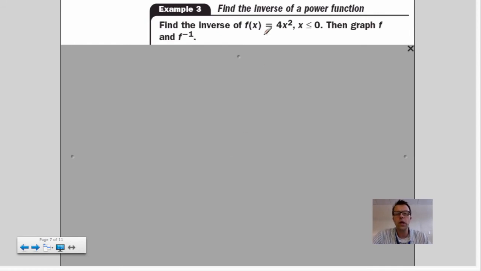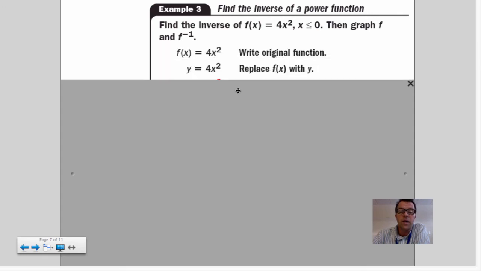Okay, so here we go. We're going to find the inverse of a power function. So a little trickier, right? The other example we did was the inverse of a line, but things get a little harder when the equations get a bit more involved. So this is a parabola, 4x squared you should say, and they're asking for just the inverse when x is less than or equal to 0. And we'll talk about that a little bit more in a sec.